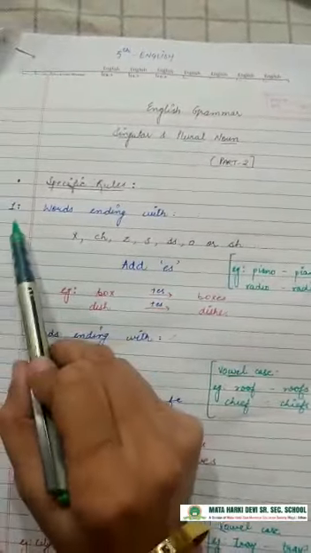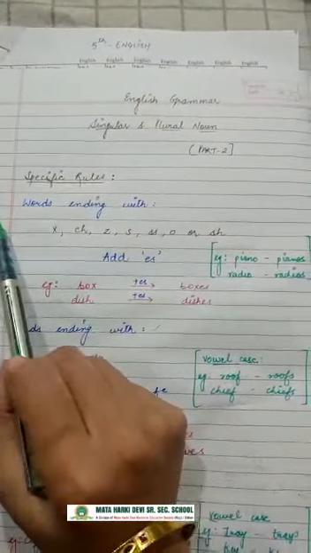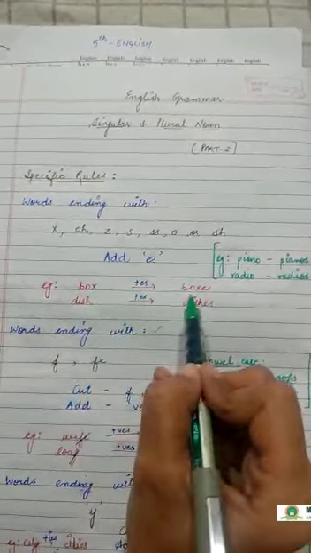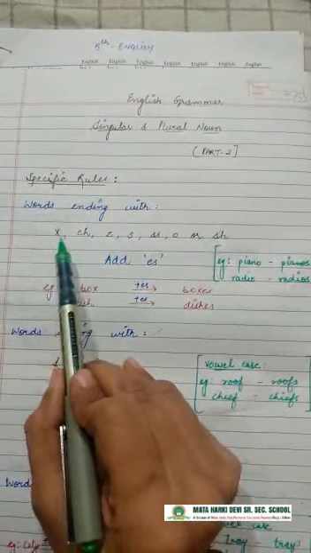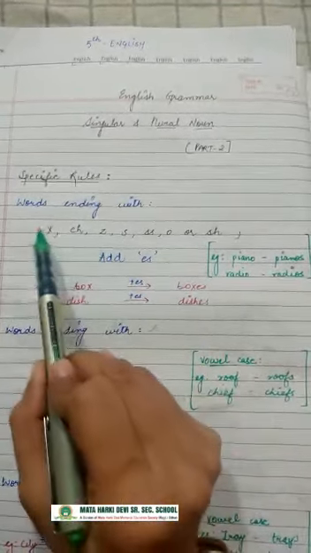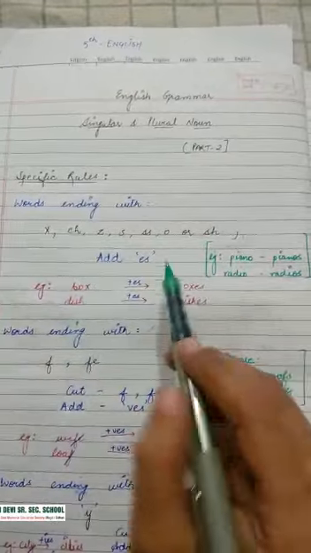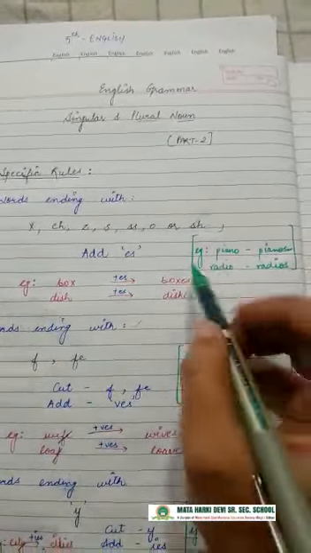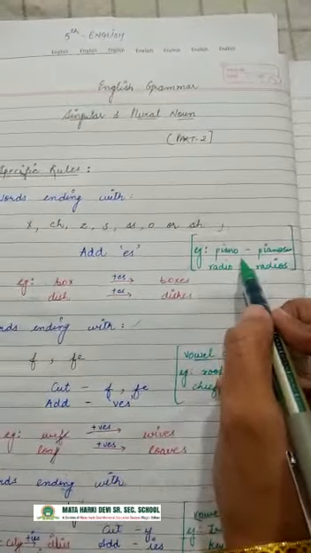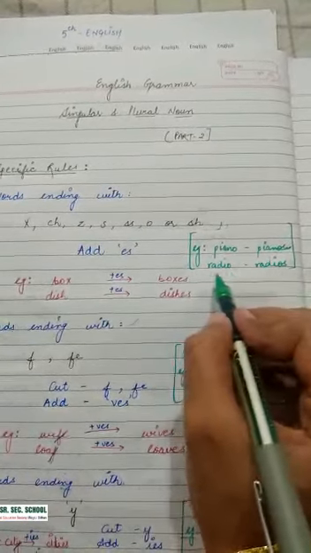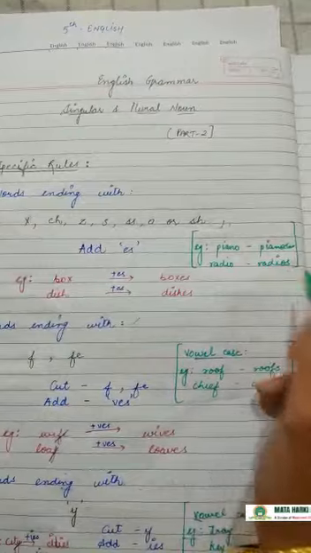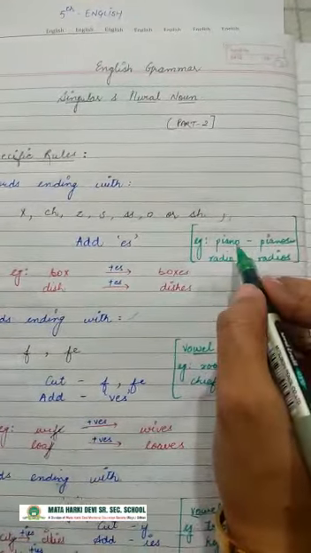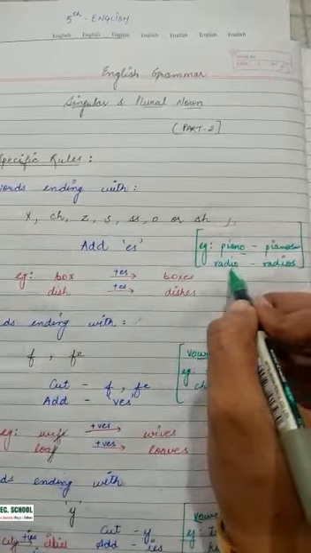In the first case we add es to make it in plural form when we have the words ending with these letters. But there are some exceptions also where we only use s. So the examples are piano, pianos, radio, radios. What is this exception? The word ending with o.